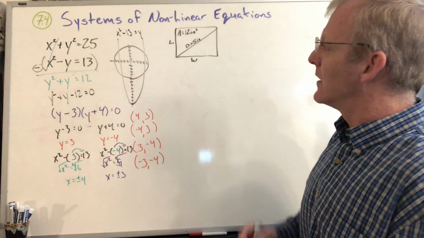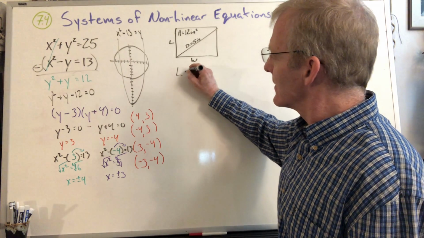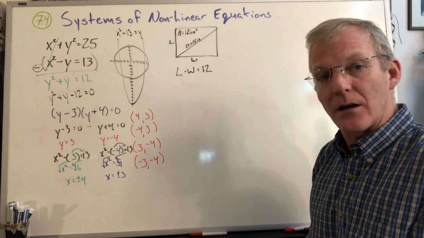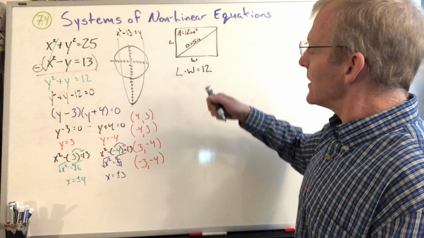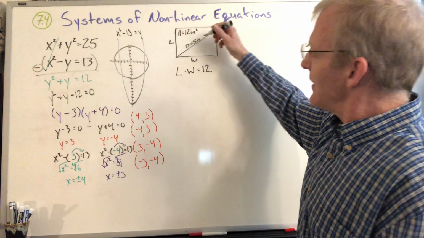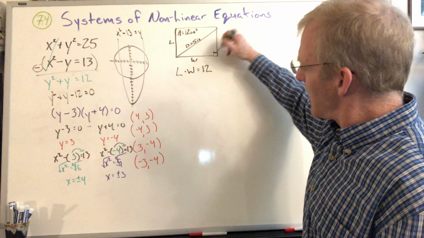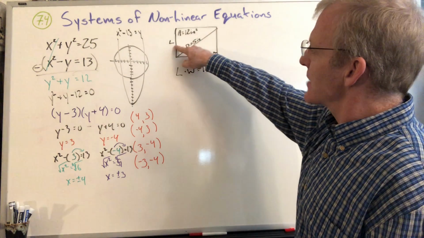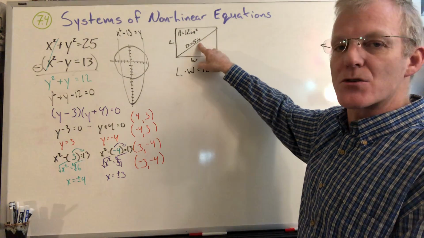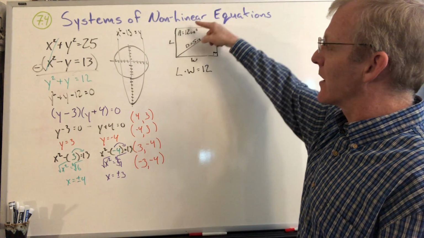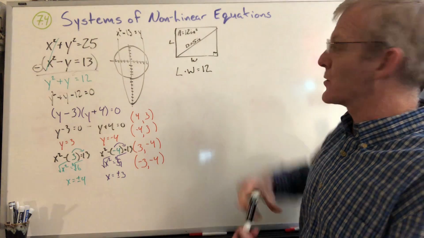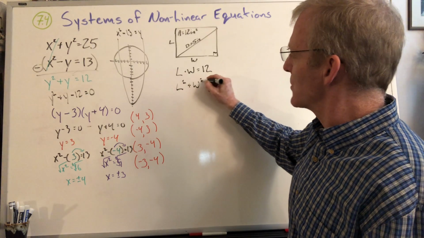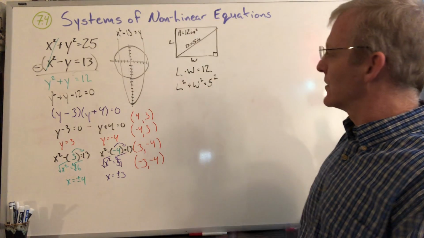So what is area? Well, area is length times width. So we can write L times W equals 12. And there's our first equation. Our second equation has to do with this guy. And if we remember, since it is a monitor, that's a right triangle. And we can use the Pythagorean Theorem: leg squared plus leg squared equals hypotenuse squared. Or in other words, length squared plus width squared equals diagonal squared.